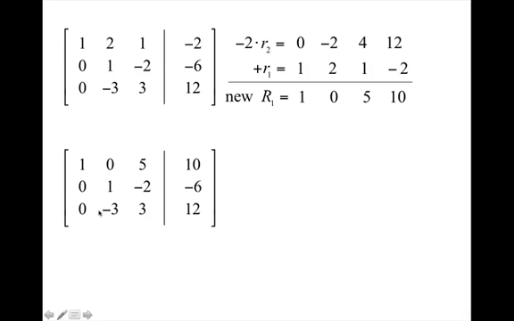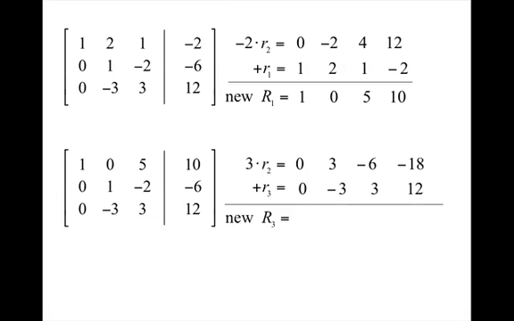Next, I want the -3 to become a 0. So change its sign to a +3 and multiply by the row within that same column that has the 1. So I'm going to say 3 times row 2. 3 times row 2 is 0, 3, -6, -18. Then I'm going to add this to the row I want to change, which is row 3. Row 3 is 0, -3, 3, 12. This is going to become my new row 3.